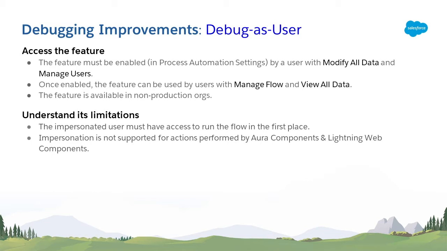Next, understand the limitations of the feature. The impersonated user must have access to run the flow in the first place. If they don't have access, the debug run will fail. For security reasons, impersonation is not supported for actions performed by Aura components or Lightning Web components. What this means is that if you have a custom Aura component or LWC that itself performs some set of actions, for example, it queries a set of records or updates a set of records, those actions will be performed as you and not as the user you are impersonating. This also applies to a few of our own Flow standard screen components, which are built in LWC and perform actions, particularly the lookup component and the file upload component.